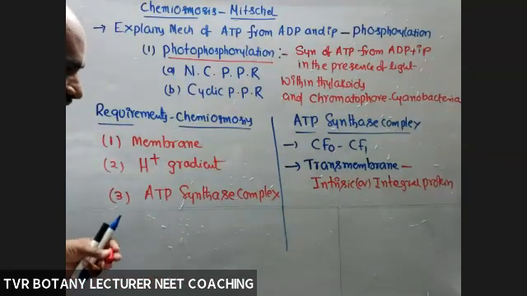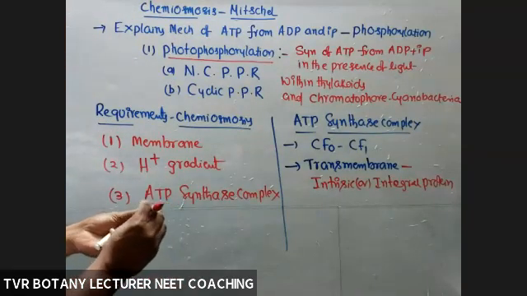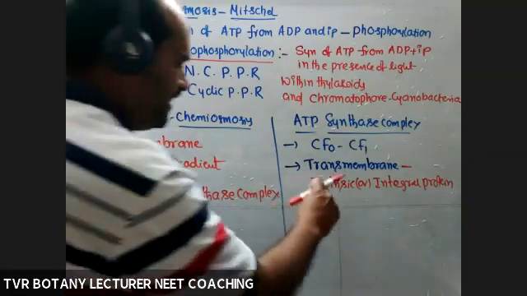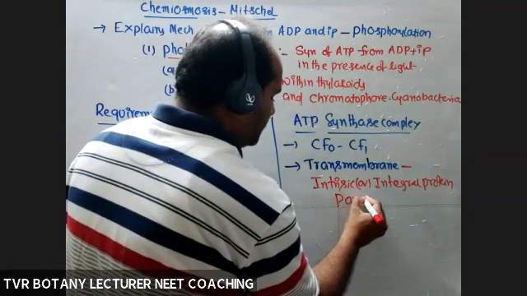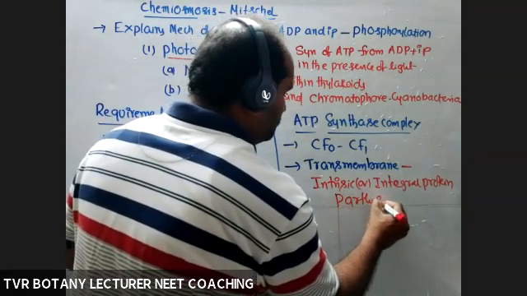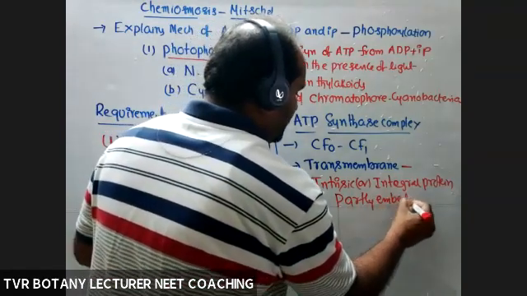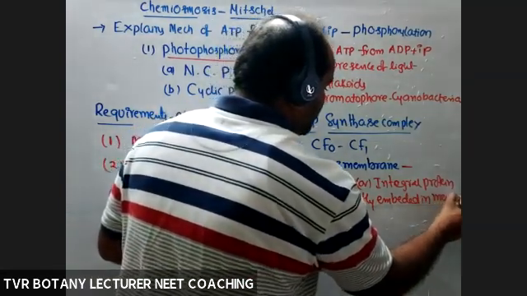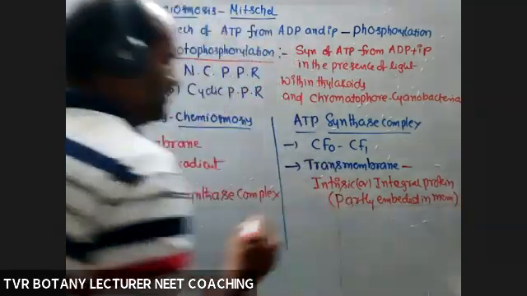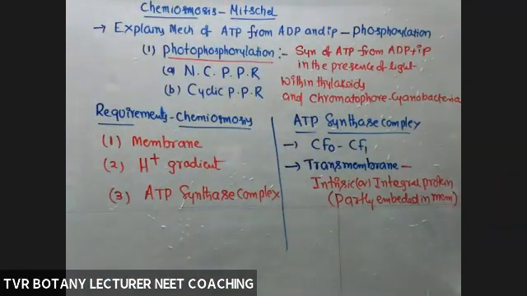So this protein is an intrinsic protein and it is partly embedded, not completely embedded, within the membrane, not completely inside the membrane. Some part is inside, remaining is exposed, protruded out. We will see what about that arrangement in chloroplast and mitochondria, right?